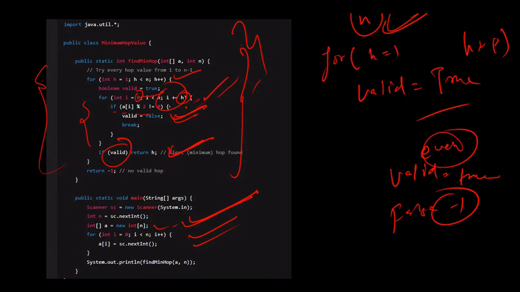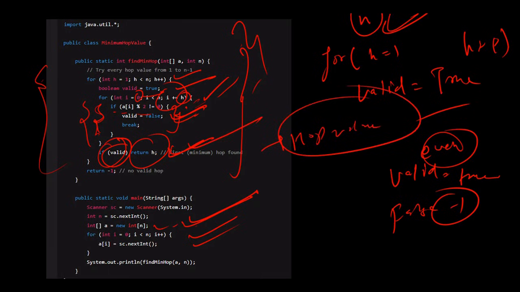And if in any combination we get a valid combination, it will not go into the false condition, and we will get our true value. And if we get the true value, we return our hop value immediately. So I hope the approach is clear, because the question is also very simple. I hope you guys already got it.